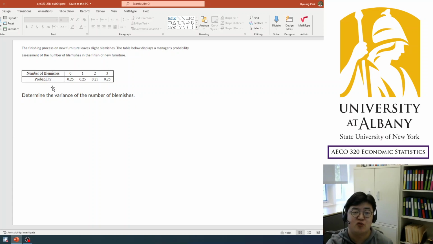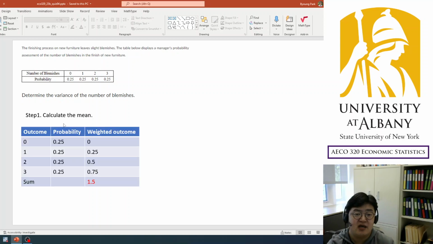Okay, let's do this. We have a probability distribution table. The first step is to calculate the mean based on the probability distribution. It is easy. Outcome is 0, 1, 2, 3. Probability 0.25 for each of them. And then multiply outcome by the probability to obtain the weighted outcome.